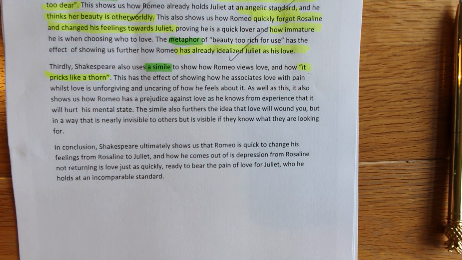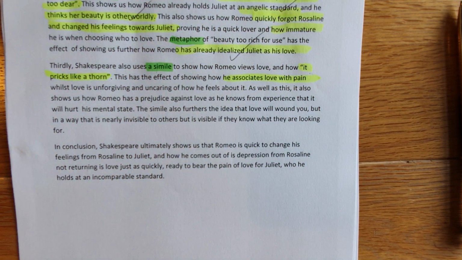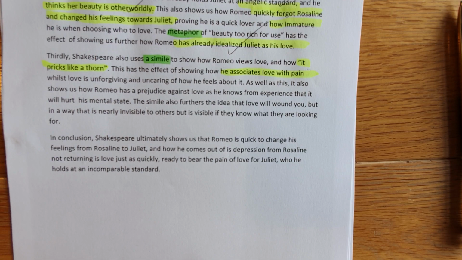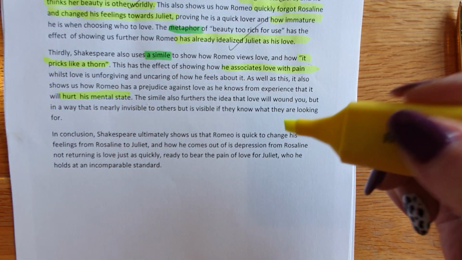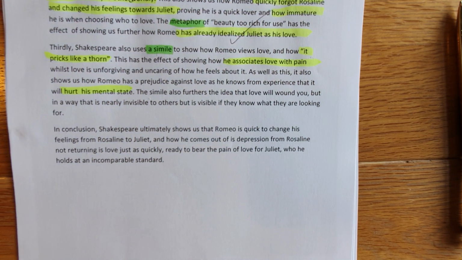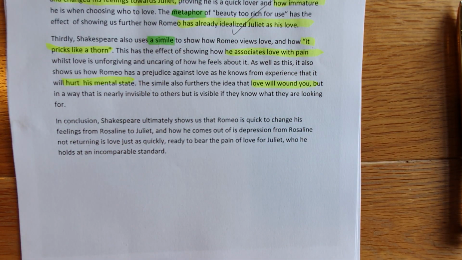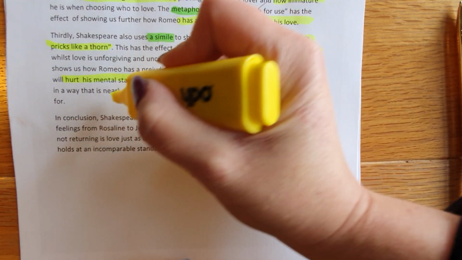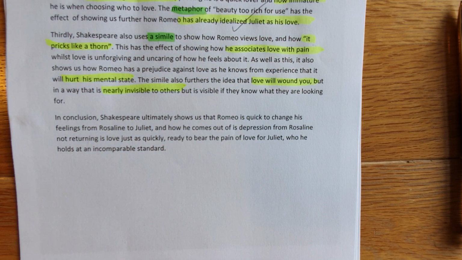This has the effect of showing how he associates love with pain, whilst love is unforgiving and uncaring of how he feels about it. As well as this, it also shows how Romeo has a prejudice against love, as he knows from experience that it will hurt his mental state. That's interesting. The simile also furthers the idea that love will wound you, but in a way that is nearly invisible to others. This is getting more perceptive now, but is visible if they know what they're looking for.